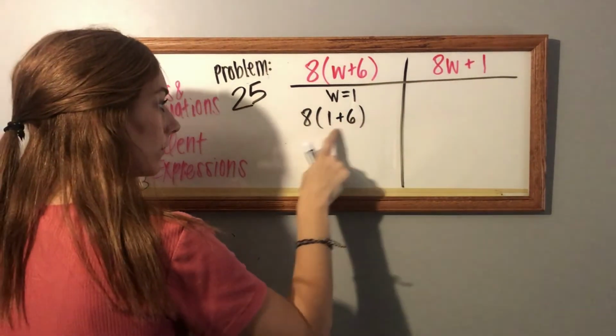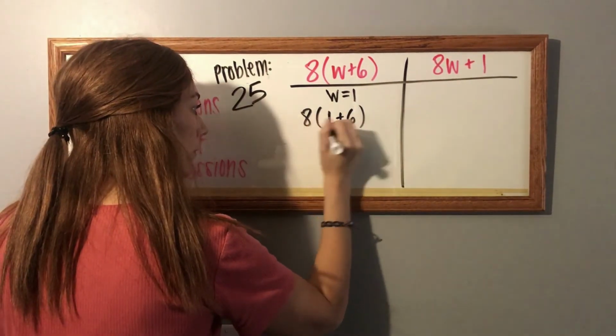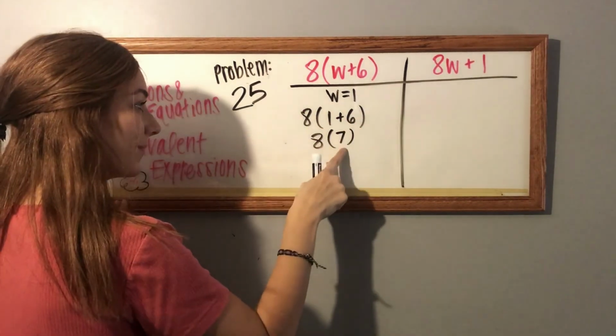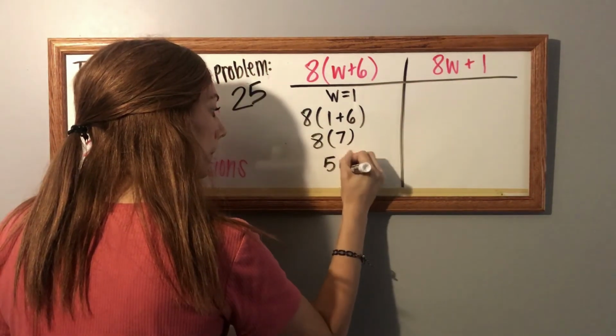First step in our order of operations is to get rid of the parentheses. 1 plus 6 is 7. So now we have 8 times 7, which is 56.